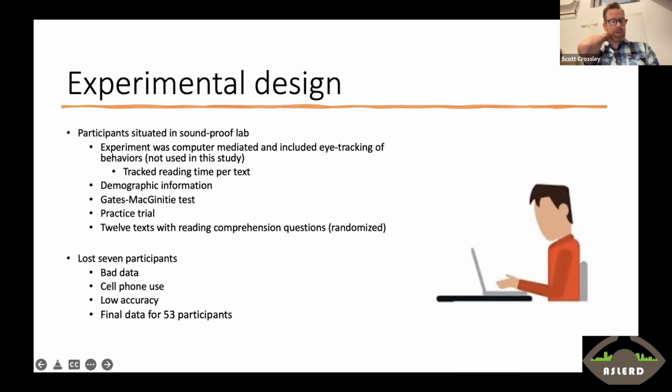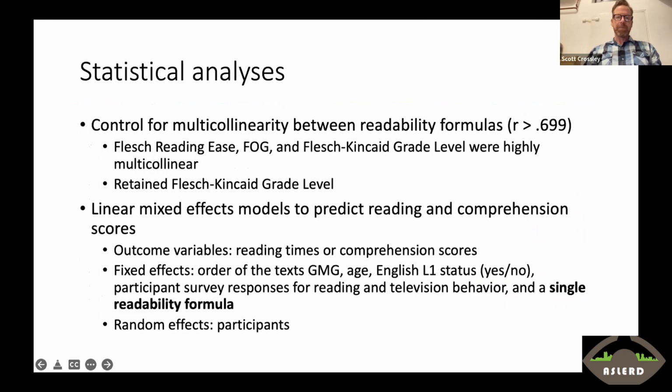We lost 7 participants because of bad data. In one case, we walked in because we monitor them, and the student was just using the cell phone, not paying attention. Low accuracy sometimes in the eye tracking data. So we only had 53 participants in the end. We did a couple statistical analyses.